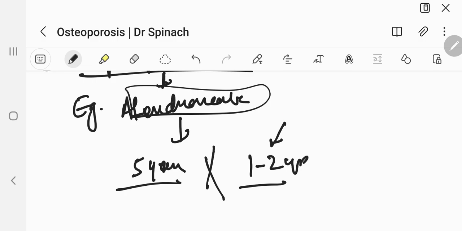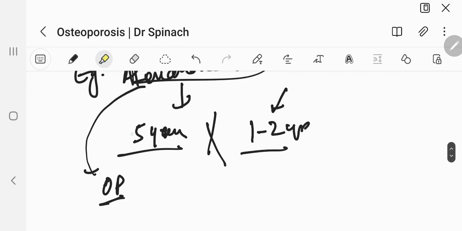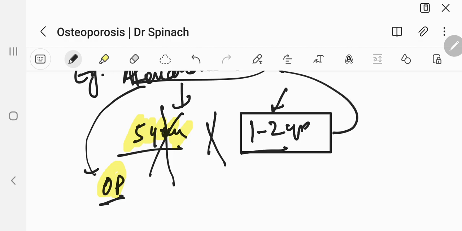Okay, and why do we do this? Because if you give this long term, alendronate can actually lead to osteoporosis. Now understand this, if we are giving a drug to treat osteoporosis, we don't want osteoporosis to happen. So when this drug is given long term, it has a long term complication of osteoporosis, and therefore we stop this drug after 5 years, give another drug for 1 to 2 years, and then start this drug back again. Okay.